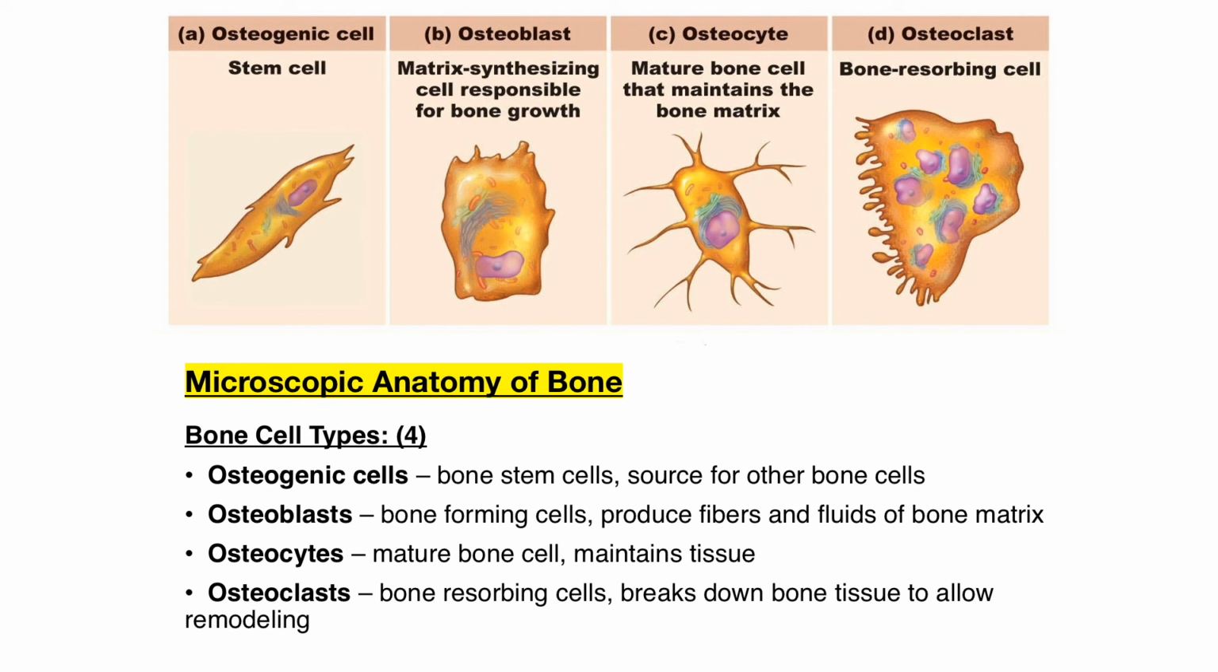Now, osteocytes next are the cells that mature bone, and they also stabilize bone, allowing it to be maintained as a true tissue, all right? And lastly, our osteoclasts. These are responsible for resorbing bone, breaking it down, and it allows for remodeling or recreation of bone tissue.